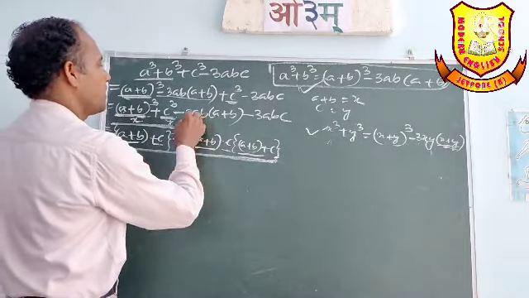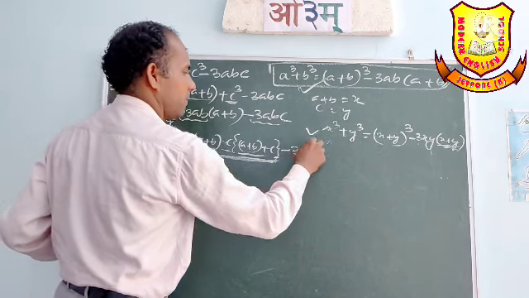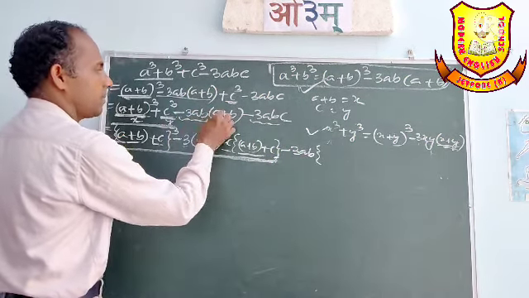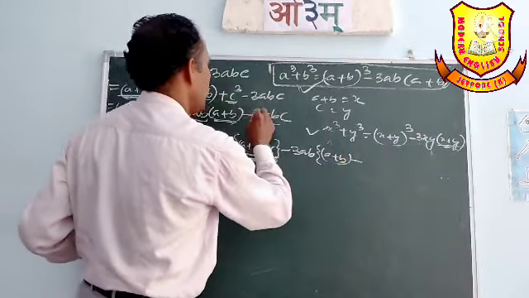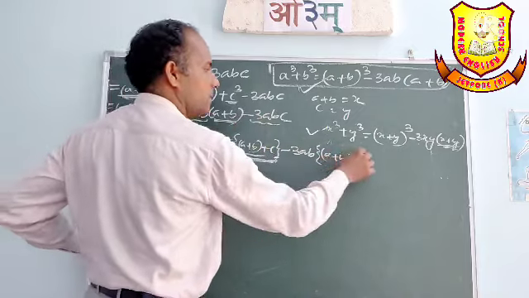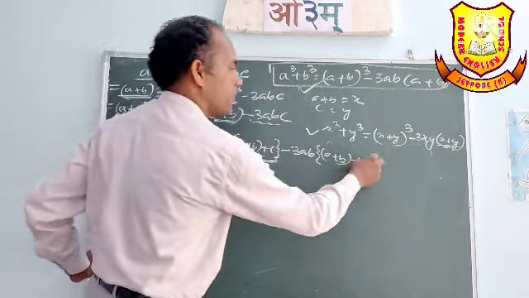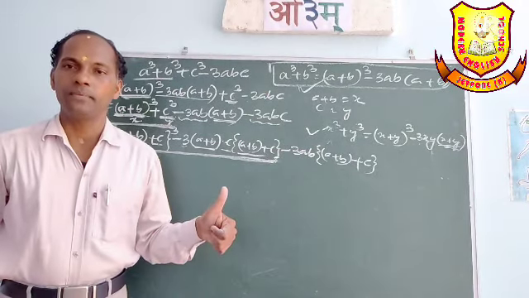Now here minus 3ab, here minus 3abc. Take minus 3ab common. What is left here? Left is (a plus b). Here minus 3ab taken common, what is left? Plus c. Clear? Everybody understood this step now?